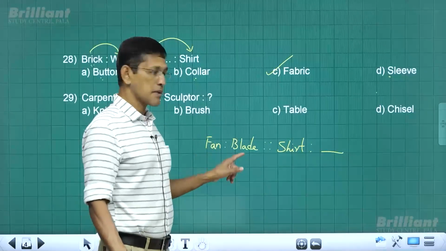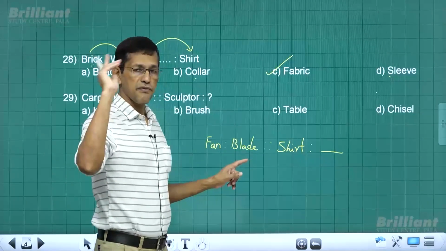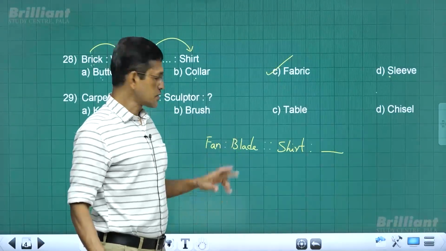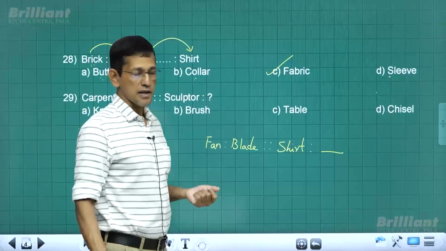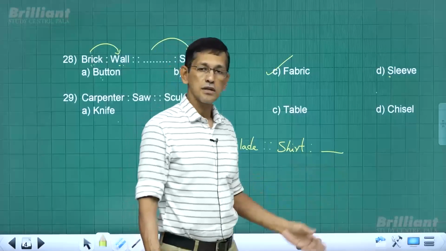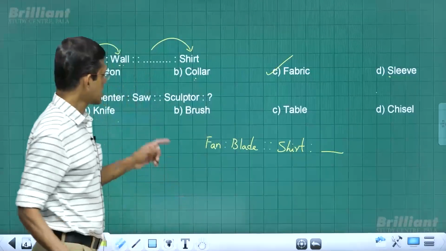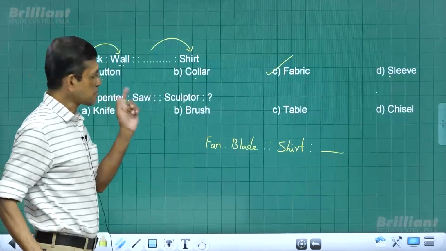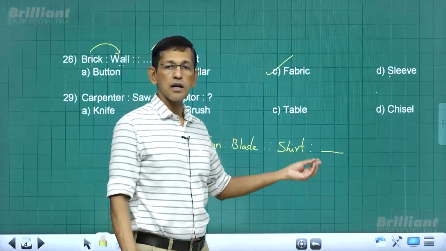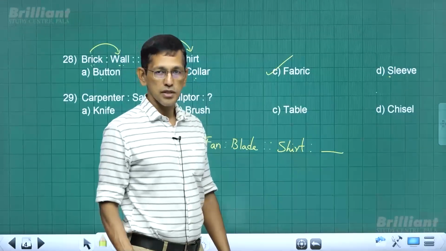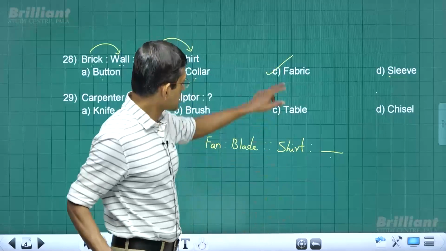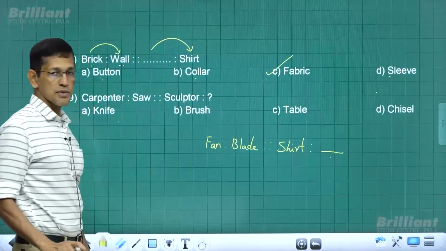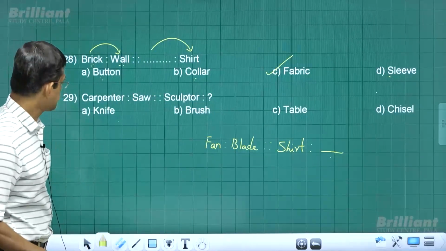Another way, fan and blade. The leaf of the fan is known as the blade. Blade is a component of the fan. Same way, shirt and what? In that case, if you have the answer choice buttons or button, that's correct. That's one of the components of the shirt. So the answer could be button. But in this case, the fabric. Fabric is the raw material, not the buttons.